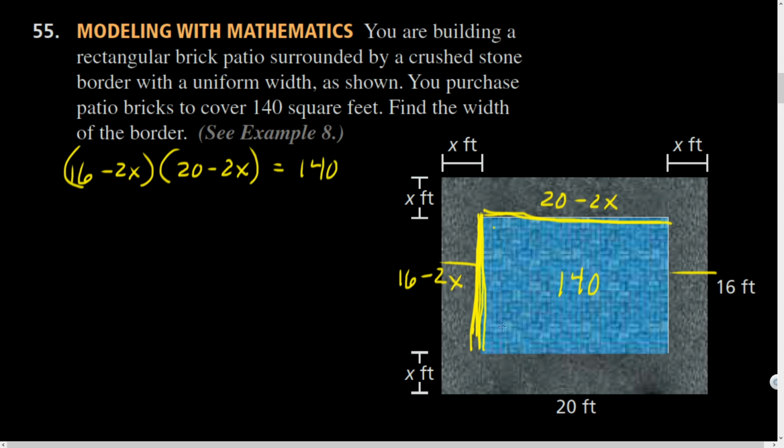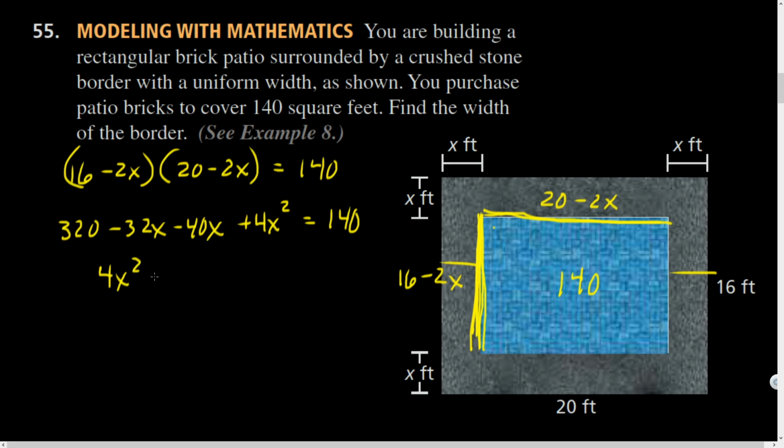And so the idea is, let's try to figure out how big this patio is going to be. And so let's distribute. 16 times 20, was that 320? 16 times negative 2x is negative 32x. Negative 2 times 20x is negative 40x. And negative 2x times negative 2x is plus 4x squared. That's equal to 140. Let's rearrange and combine like terms.